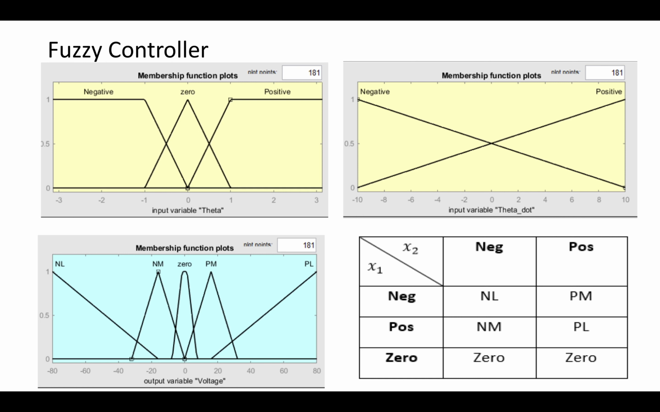For the theta dot, the universe of discourse is from minus 10 radians per second to 10 radians per second, and it will either be negative or positive. And finally, for the output, which is the voltage that will be fed to the motors, we used five membership functions: negative large, positive large, 0, negative, and positive. And the rules can also be seen in this slide. So for example, if we have a 0 angle, no matter what theta dot will be, the output will be 0 for the voltage.